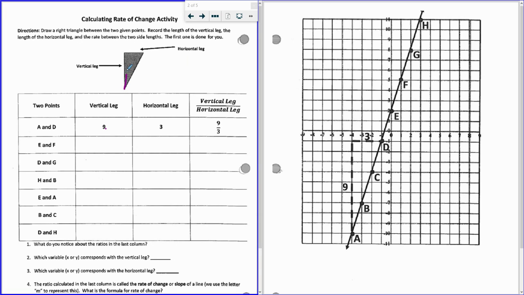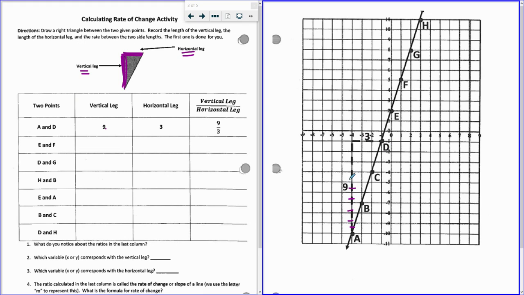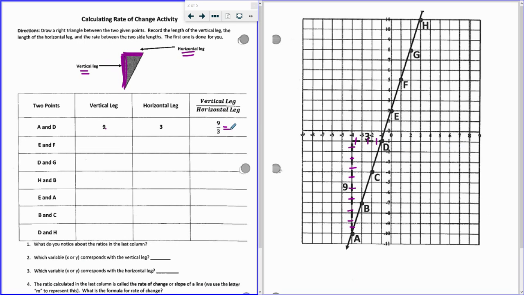The two sides of a right triangle are called the legs. We have the vertical leg, which is the one going straight up and down, and we have the horizontal leg, the one that's going left and right. The first right triangle is drawn for us, and the vertical leg is 9 units long. We get that by counting all of the boxes of the vertical leg. Our horizontal leg is 3. If we take the ratio of the vertical leg divided by the horizontal leg, we get 9 divided by 3, which is 3.